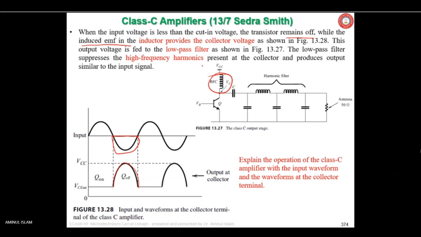This output voltage is fed to the low pass filter. The low pass filter suppresses the high frequency harmonics present at the collector and produces an output similar to the input signal.